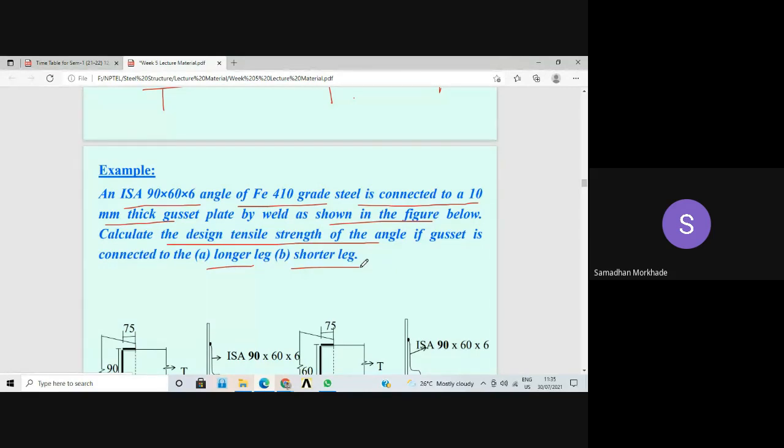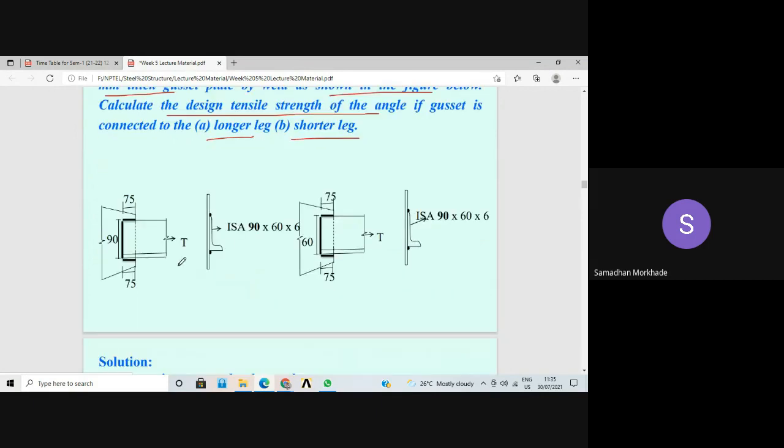In bolted connections, in the previous example we have seen that we should always use unequal angle sections and connect the longer leg to the gusset plate. That will give economical sections. Now this is the situation: 90 by 90 by 6, this is the gusset plate, and the longer leg is connected to the gusset plate. Now see the difference. Here there is again a mistake. This is case 1. Here the longer leg is connected to the gusset plate.